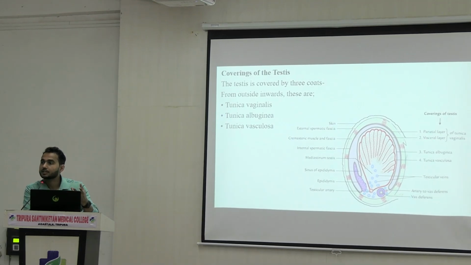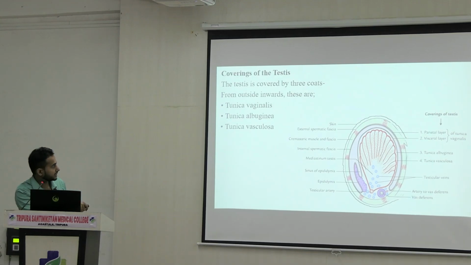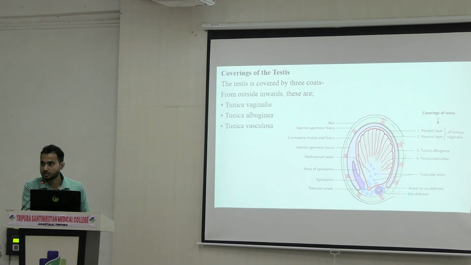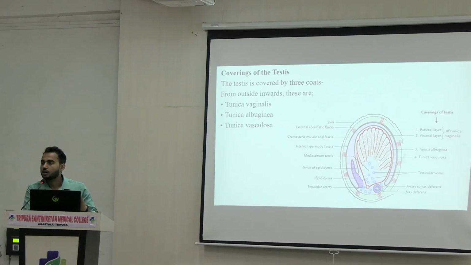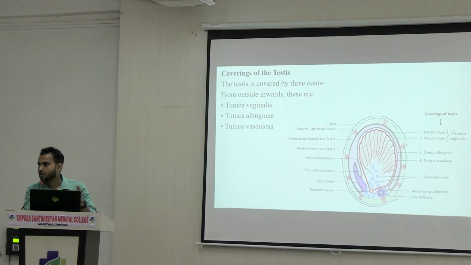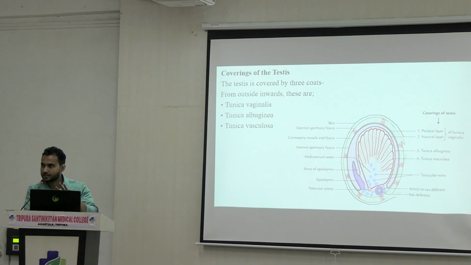Now if you consider the testis which is suspended in the scrotal sac, at that time the number of coverings will increase. For example, you will be getting the skin, the external spermatic fascia, the cremasteric fascia, and the internal spermatic fascia. All those layers will come when you include the scrotum. Okay, if you exclude the scrotum and see only the layers of testis, then three layers are there.